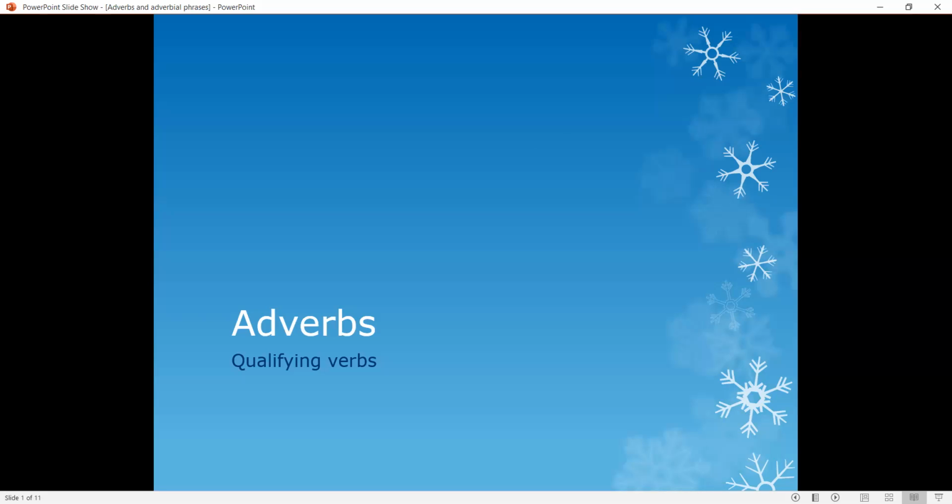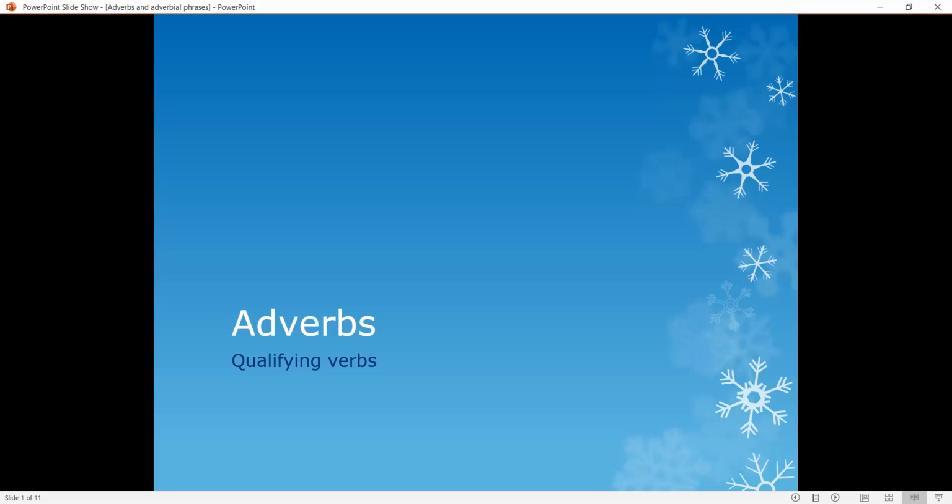All right, this is a new lesson, and as you can see here, this is adverbs, qualifying verbs. So what do I mean by qualifying verbs? Adverbs add to verbs. Again, adverbs qualify or modify or add to verbs. All right, what does that mean?